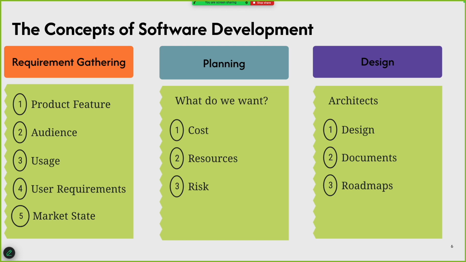After that, Sumant's team involves their architect to design the software, and they'll do the roadmaps. So in 1 month, what will we do? In 2 months, what will we do? In 3 months, what will we do? So these kinds of planning and roadmaps they will do.